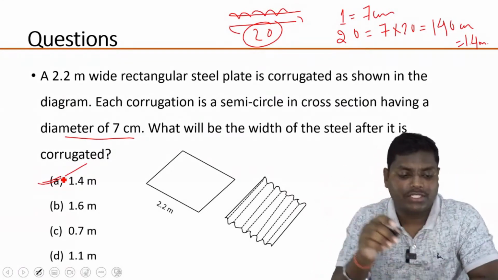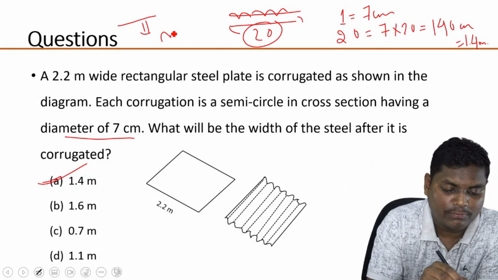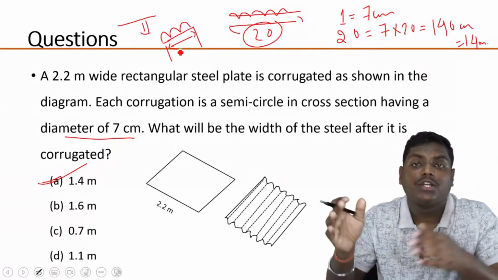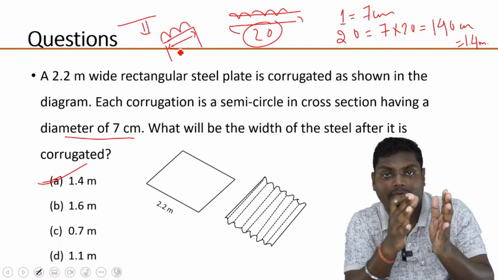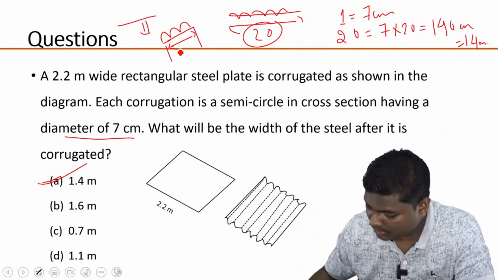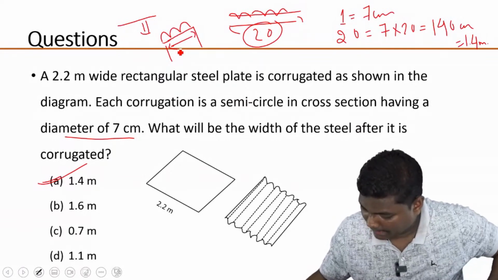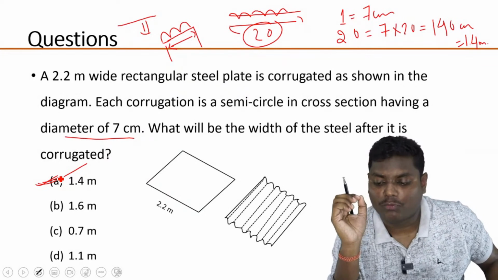Because of this semicircle, you can see that initially it was flat, but we folded it in this manner. So the effective width will be this much only. We just need to add the total diameters from the starting point to the end point of these semicircles. Great, Shubhra and Murthy, yes, you have got it correct. Option A is correct, 1.4 meters.